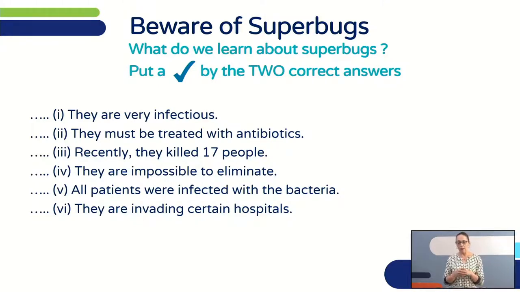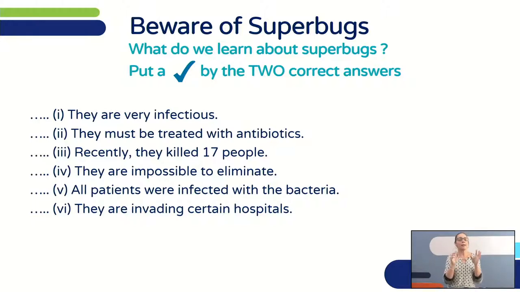Here, what do we learn about superbugs? And you need to tick 2 correct answers. Usually, you have to keep in mind 2 things. The first thing is that you need to choose only 2. If you choose 3, the 3 answers are considered wrong. We need to read all the statements before we decide on the correct ones, and we need to cross out the statements that we feel are totally incorrect. And we need to make sure we know the meaning of the statements. Otherwise, we can't answer the question.